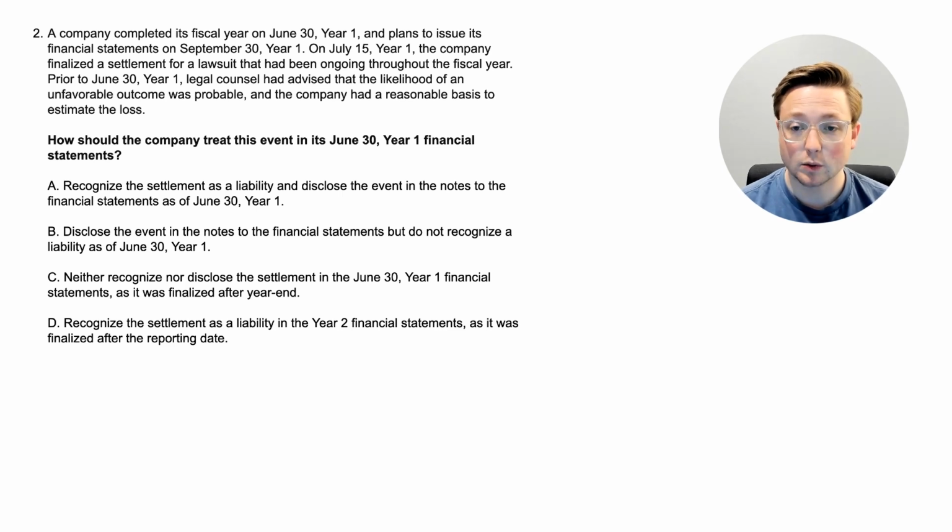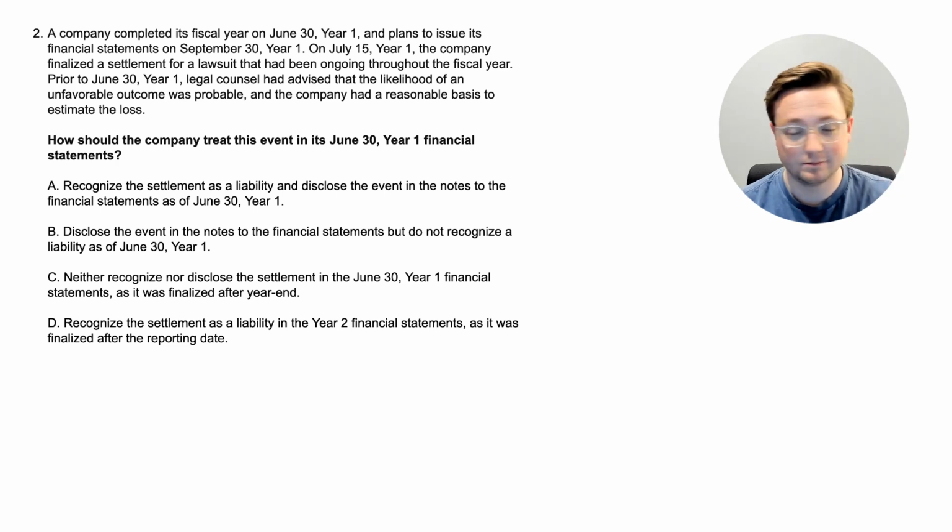On July 15th Year 1, the company finalized a settlement for a lawsuit that had been ongoing throughout the fiscal year. Prior to June 30 Year 1, legal counsel had advised that the likelihood of an unfavorable outcome was probable, and the company had a reasonable basis to estimate the loss. So with all that information again, how are they going to treat this event on the financial statements? Is it going to be the same or different?